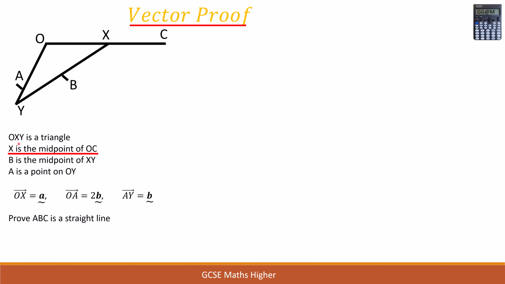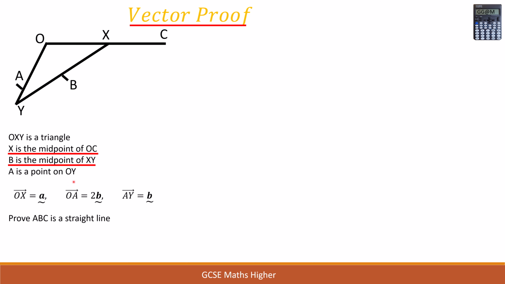The other bit of information up here, OXY is a triangle. You can see that in the diagram. You don't need to have that written down to know it's a triangle. B is the midpoint of XY. Again, we need to know this is exactly in the middle. So between Y and X, B sits exactly in the middle, so the distance from Y to B is the same as the distance from B to X.